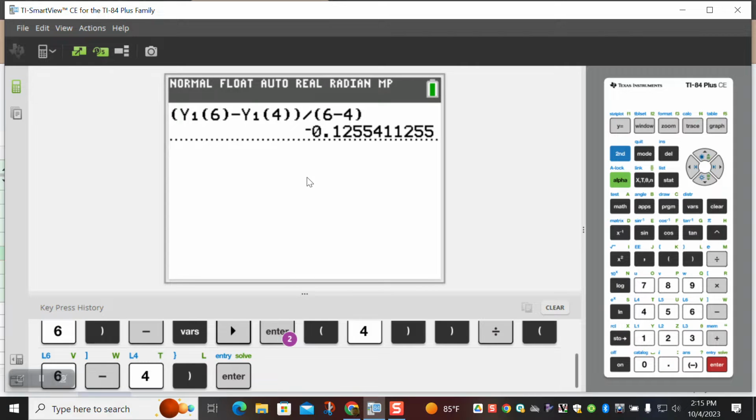But one of the ways you can do average rate of change problems on your calculator is just to define the function in Y1 and then take advantage of those variables, specifically the function variables.